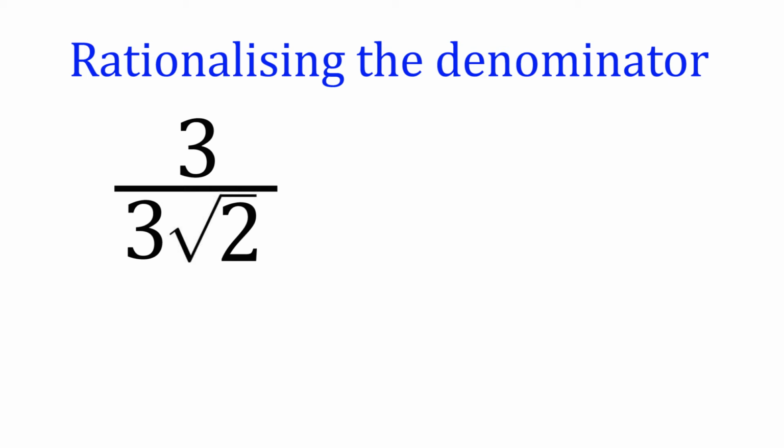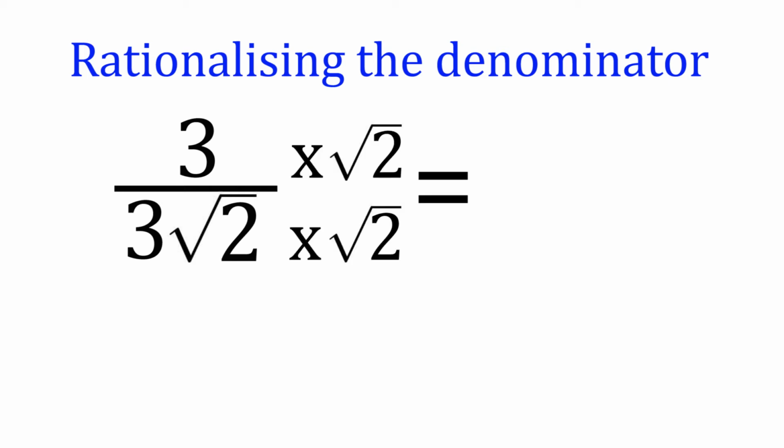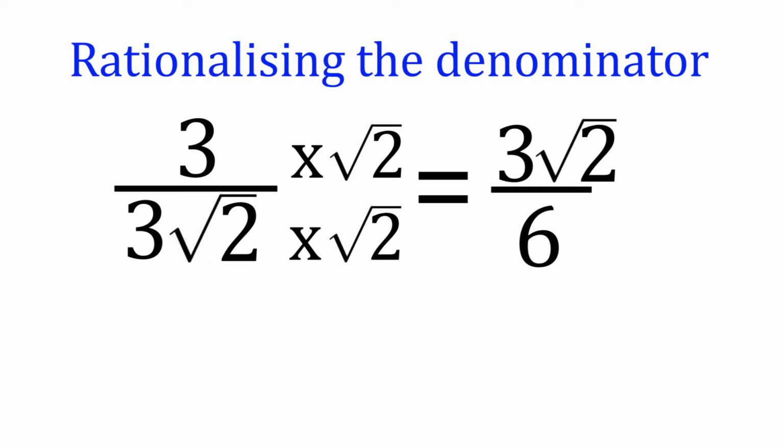Now here is a mixed surd. 3 over 3 root 2. We concentrate on the root because that is what we want to remove. So again, we multiply the numerator and denominator by root 2. That gives us 3 times root 2 times root 2, which gives us 3 times 2, which equals 6 as the denominator, and 3 root 2 as the numerator.